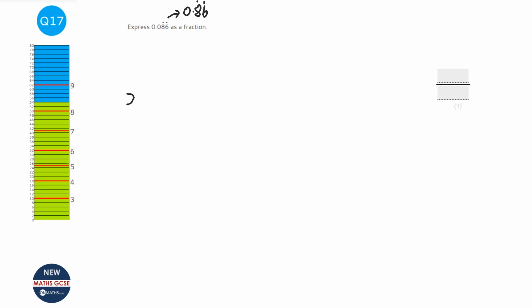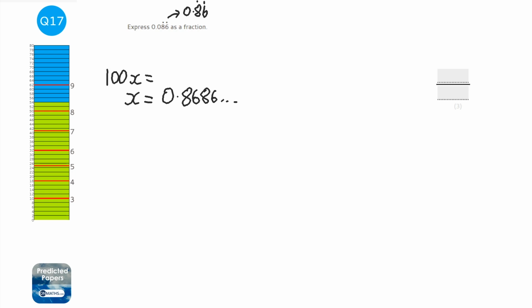Okay, so a way of doing this is get x equal to 0.8686 recurring. Now we need to bring that 86 in front of the decimal point, so I'm going to times it by 100. So I'm going to work out 100x is 86.8686 and so on. And then what you do is you just take away going downwards. The reason we do that you will see in a second.